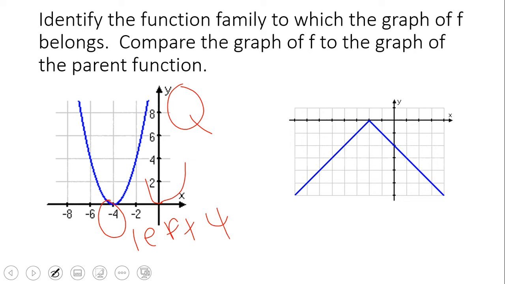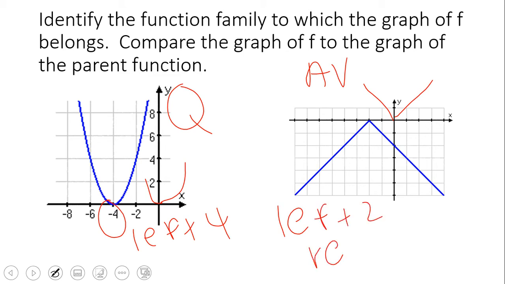Look at the graph on the right. The fact that it is a V shape means we know that it's part of the absolute value family. The absolute value graph that we just saw usually starts here. So think to yourself, what are some changes? Well, it appears to have gone left 2 units. And because it's upside down, that means there was a reflection over the X-axis. Remember, the X-axis is the one that goes from left to right.